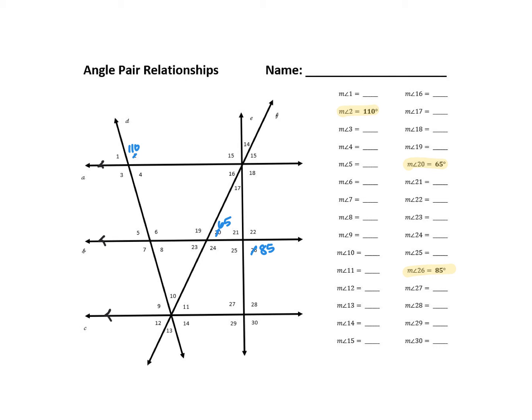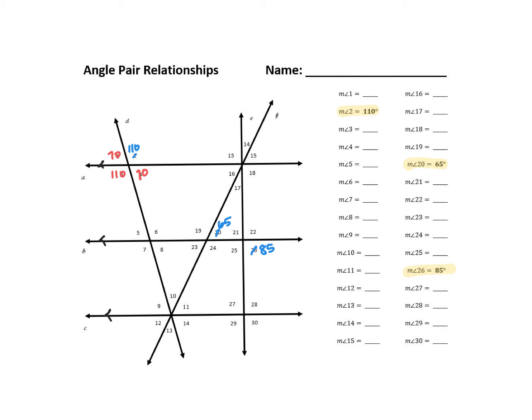get you started. So first thing I'm going to do is look over at angles 1, 2, 3, and 4. So if angle 2 is 110, angle 3 is 110 because those are vertical angles. Angle 1 and 4 are both 70 degrees because we have linear pairs, right? Two angles that are making a straight line.